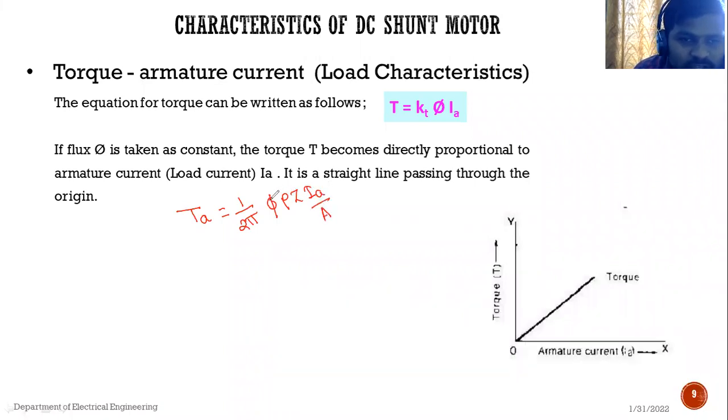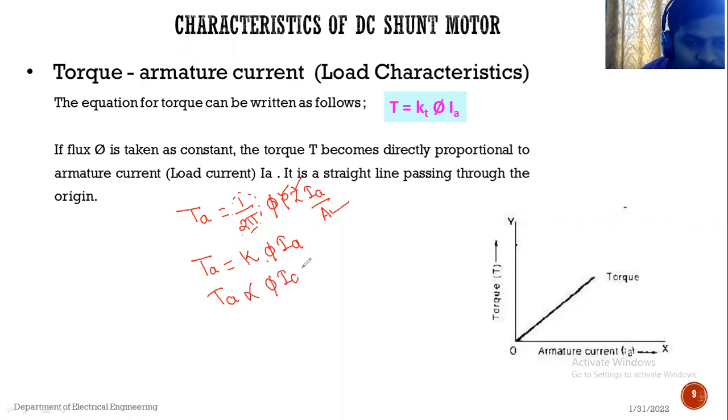See, the initial parameters, or manufacturing parameters, the number of poles of the machine, number of conductors of the motor, and number of parallel paths of the motor will be constant. Also 1/2 pi is constant. So the torque equation becomes TA is equal to some constant K into phi into IA. So TA, the armature torque, is directly proportional to phi into IA.